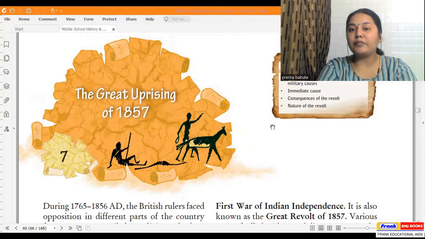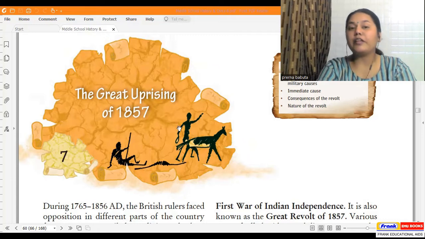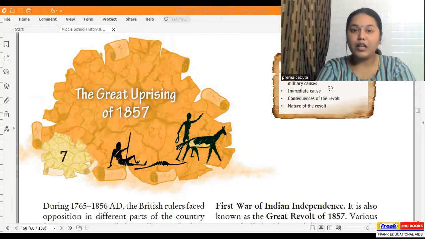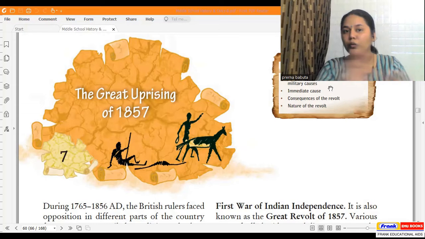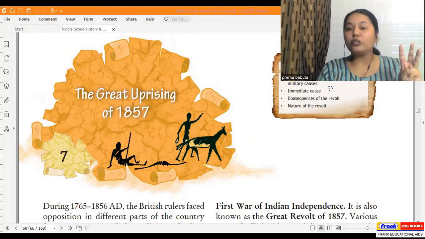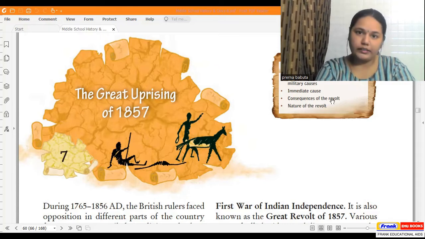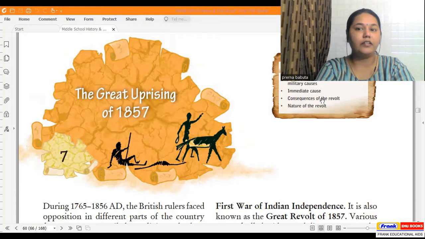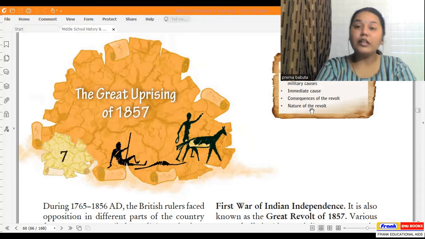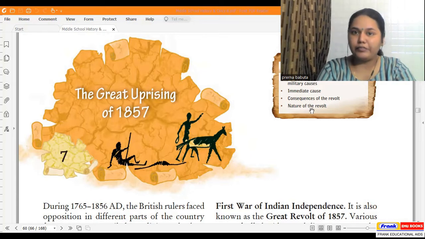Okay, so in this chapter, chapter number 7, we are going to talk about some key topics. For this uprising of 1857, we are going to understand the political, economic, social, religious, and military causes. This revolt did not occur only because of one reason or one factor. There were several factors. Then there was an immediate cause to this revolt. Then we'll talk about the consequences of the revolt, and lastly we are going to study the nature of the revolt. So let us start reading this story about the first war of independence, known as the Revolt of 1857.